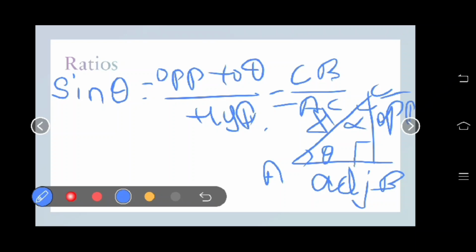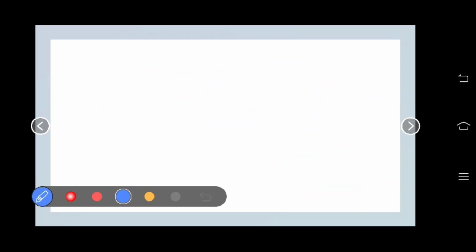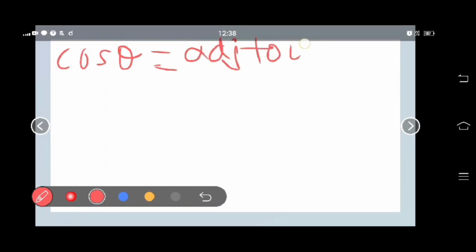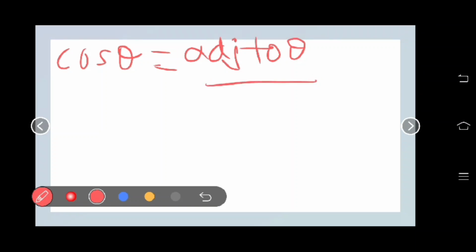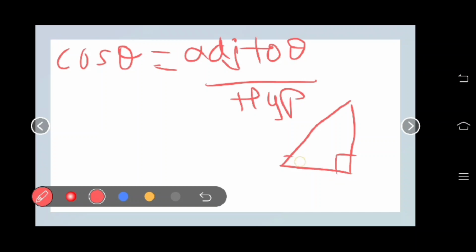In the same way, you derive the others. Let's take cos theta. The formula of cos theta is adjacent to theta by hypotenuse. Am I clear? In this right angle triangle, this is theta, this is adjacent to theta, and this is hypotenuse. This is cos theta. Next, tan theta.